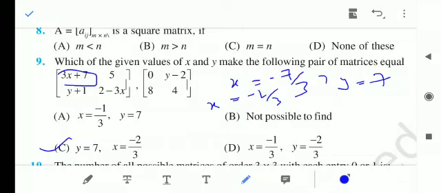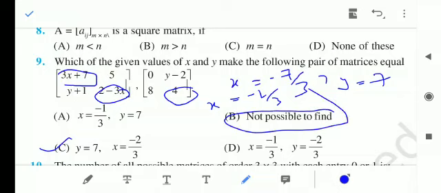So in the first equation, x equals minus 7 by 3. So we have two values of x in this question, so it is not possible to find values that make the matrices equal. This is the answer. Look at a few more concepts.